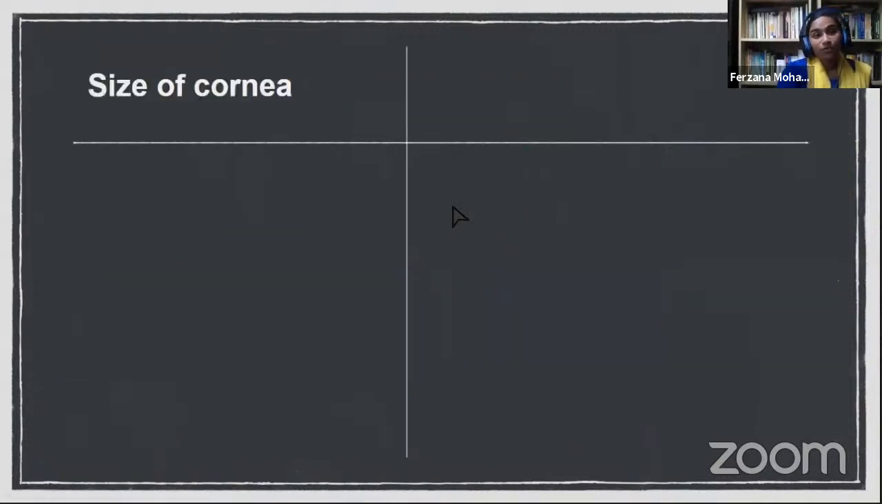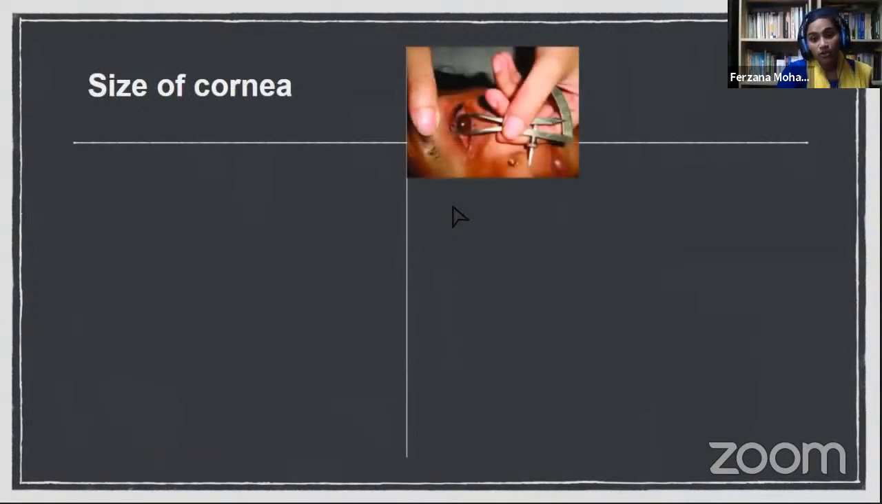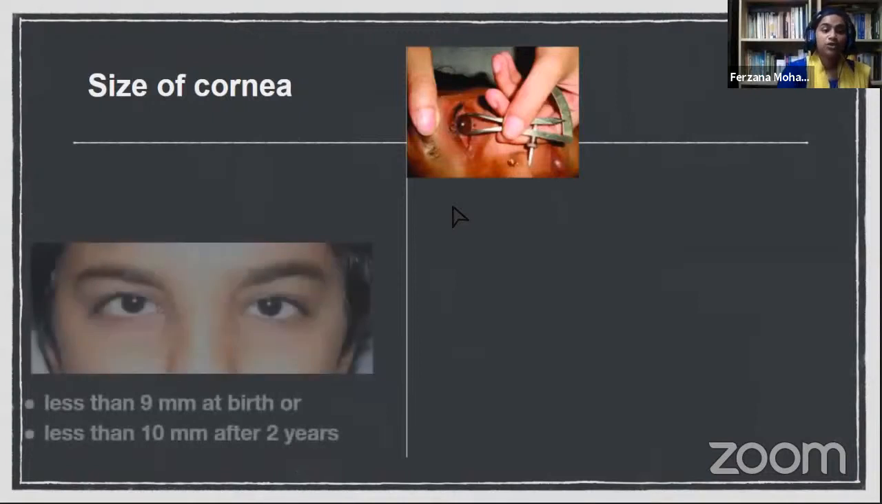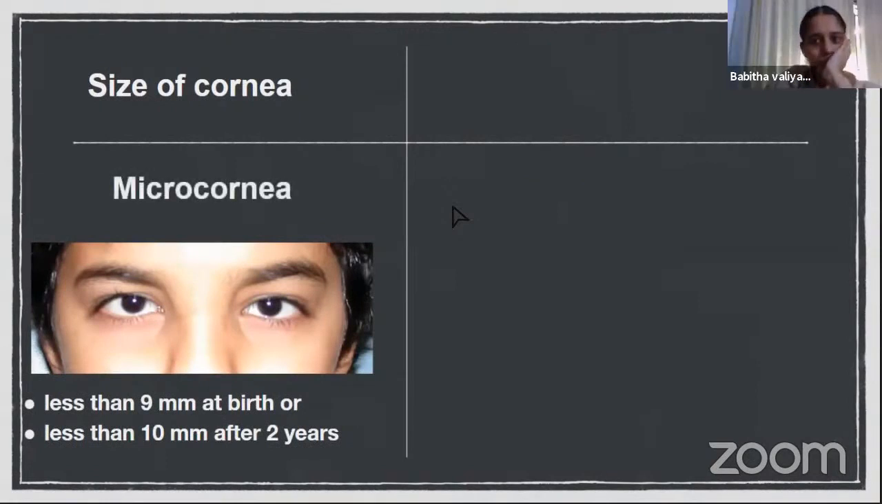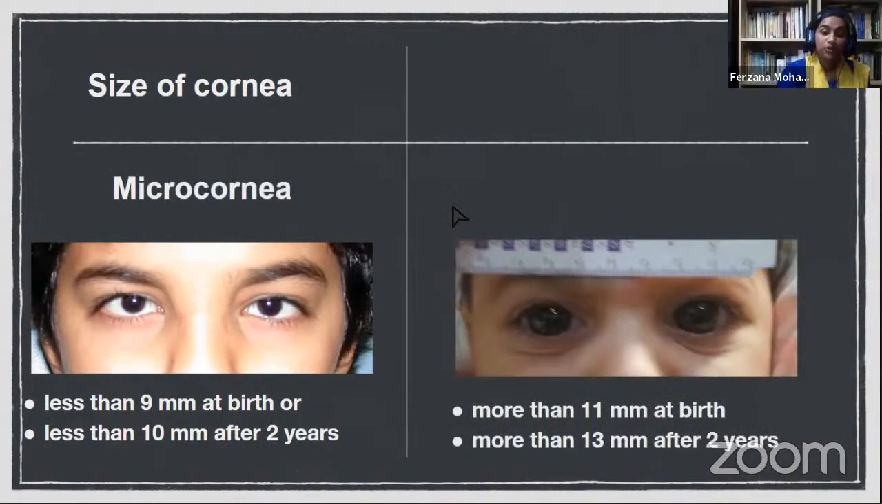Next, the size of the cornea. For practical purposes, we measure the horizontal corneal diameter using a caliper. If the horizontal corneal diameter is less than 9 at birth or less than 10 after 2 years, it's called a microcornea. If it is more than 11 at birth and more than 13 millimeters after 2 years, it is called megalocornea. In all infants with megalocornea, do rule out congenital glaucoma.